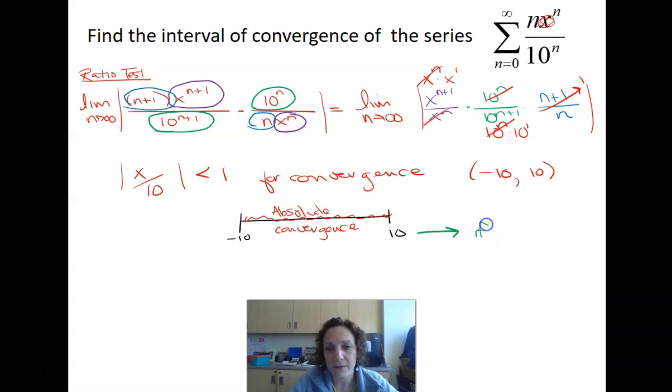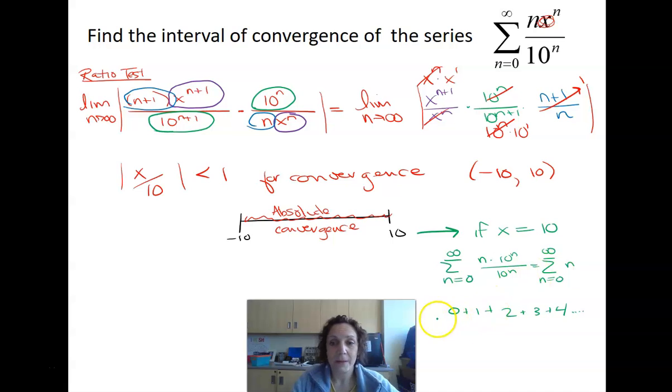Okay, so if x equals 10, what happens to our series? X equals 10. You have n times 10 to the n over 10 to the n. You end up with this series. You end up with 0 plus 1 plus 2 plus 3 plus 4, and you may very quickly notice that those terms are getting larger. Right? So this diverges by the nth term test.